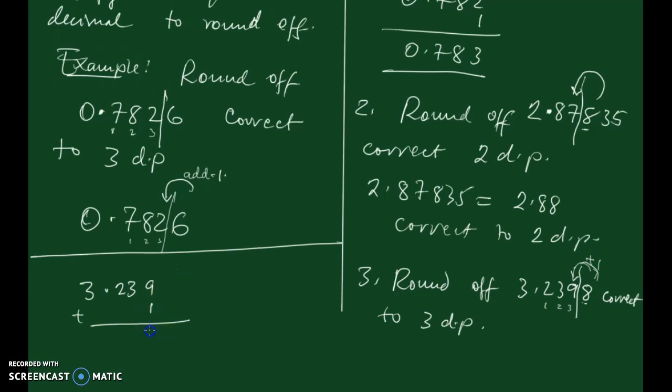So this is going to be 3.240. Normally we say that 0 at the end does not affect whether it is indicated or not, but because this is ordered to be to 3 decimal places, therefore we say that 3.2398 is the same as 3.240 corrected to 3 decimal places. Thank you for watching, and please join me in another tutorial.